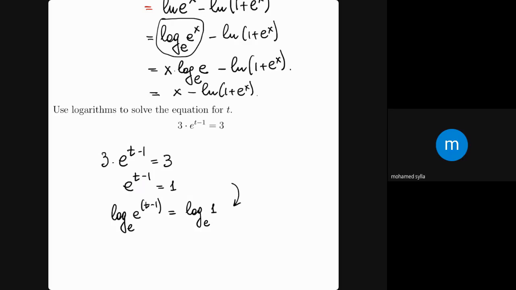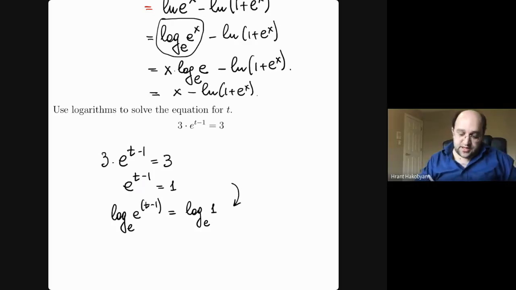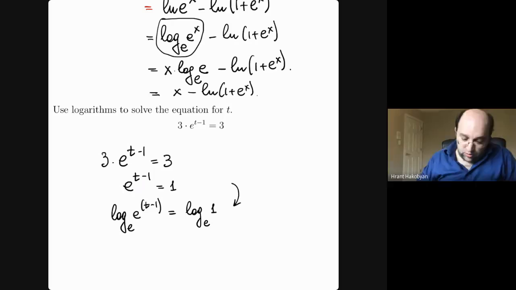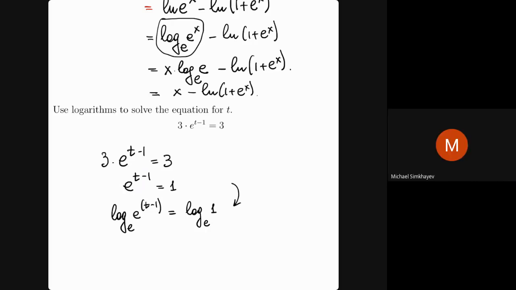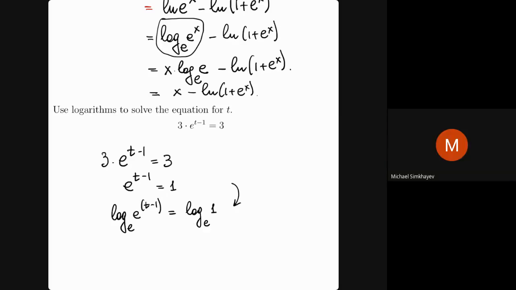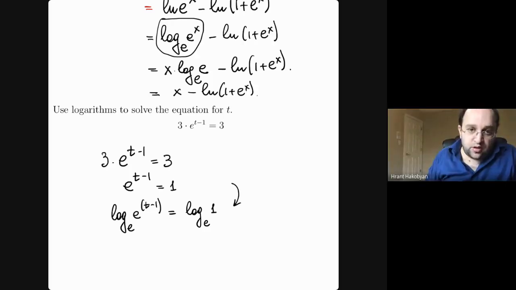Could you go over it one more time? Which part? This last part? No, the whole thing. Wait, I have a question. Can you use ln? Yes, this is just regular ln. I can write it as ln. So you can just write ln of e to the power t minus 1 equals ln 1, right? Right, yeah. It's just a different notation. I just didn't want to use the ln notation.